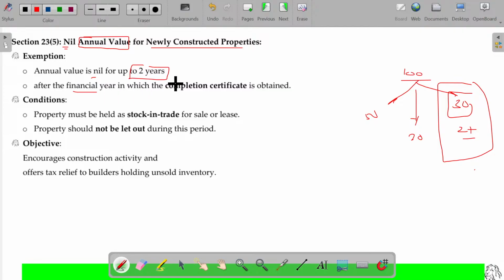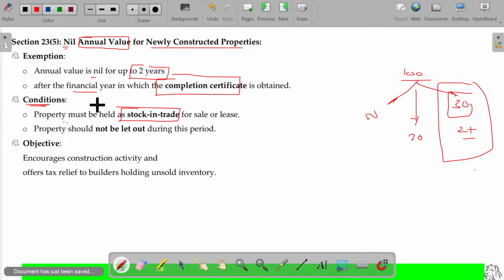After the financial year in which the completion certificate is obtained, once the flat is constructed completely and you get the certification that it is completed for living purpose, 2 years will be allowed to retain without any problem. Beyond the 2 years, it will be considered as deemed to be let out only. Condition: the property must be held as stock in trade. It's applicable only for the builders. We purchase house properties only as a property asset, but the builders purchase and sell as a trading item. So for them it is a stock in trade.